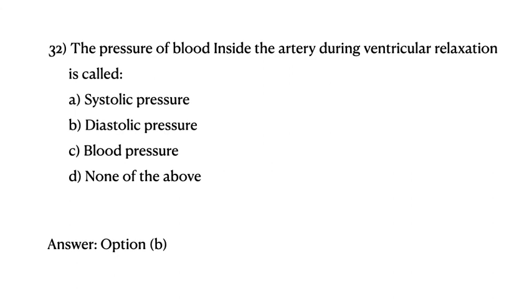Question number 32. The pressure of blood inside the artery during ventricular relaxation is called option A systolic pressure, option B diastolic pressure, option C blood pressure, option D none of the above. Now children, just now we have discussed systolic pressure. Now what is diastolic pressure? Diastolic pressure is the pressure of blood inside the arteries during ventricular relaxation, that is, when the ventricles relax, at that time the pressure which is built up inside the artery is called diastolic pressure. So option B is the correct answer.